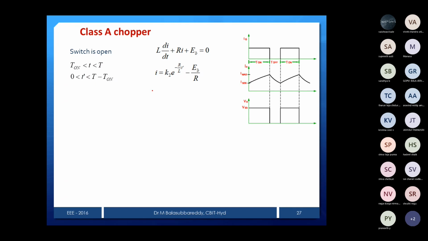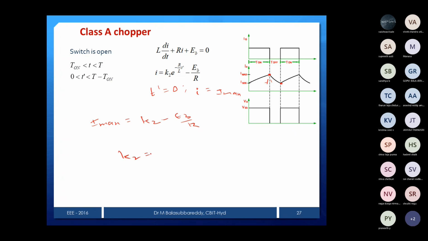Again substitute the initial condition. What is the initial condition? T dash is equal to 0. This T dash has a starting point and an ending point. Two initial conditions. First initial condition: at T dash equal to 0, what is the current? Current I is equal to I max. This is the maximum, later it will be the minimum. Then substitute I equal to I max, that is equal to K2 e power minus R by L into 0, which is K2 minus EB by R.